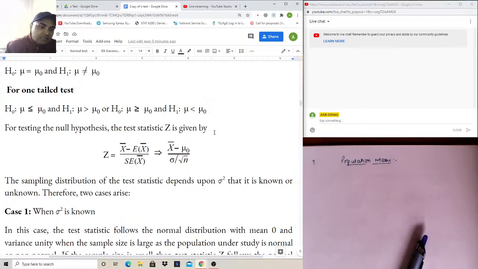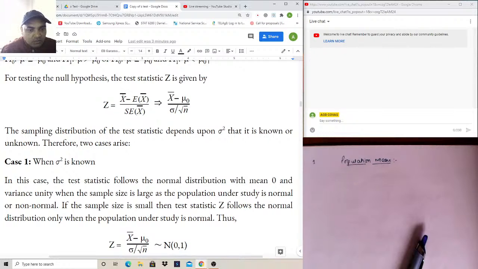So for testing this null hypothesis, the test statistic is given by z equal to the sample mean minus the expectation of the sample mean, divided by the standard error of the sample mean. We have already studied that the expectation of the sample mean is nothing but the population mean, and the standard error of the sample mean is sigma upon root n. So your z is equal to x bar minus mu naught upon sigma upon root n.